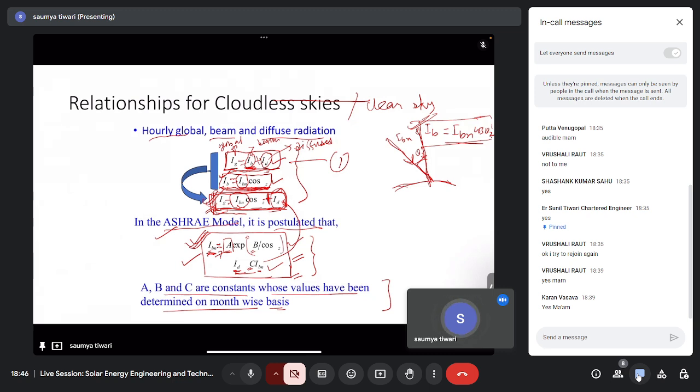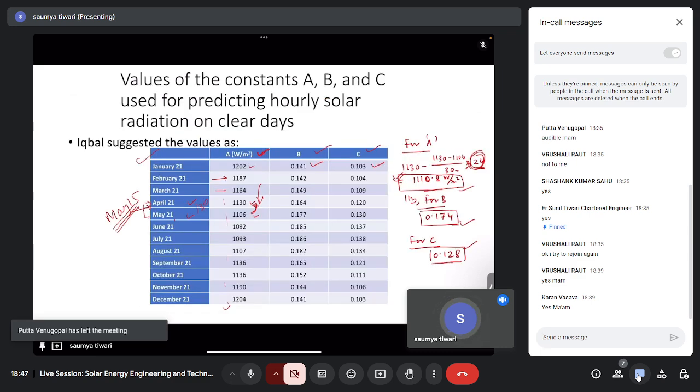And Id will be C into IBN, where A, B, and C are constants whose values have been determined on a monthly basis. So we have the whole formula with A, B, and C values for each month.